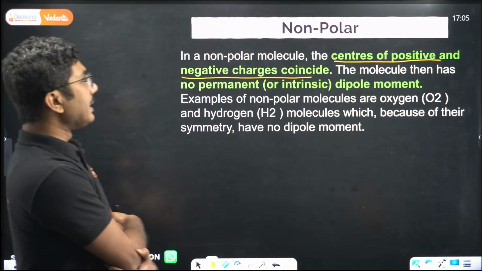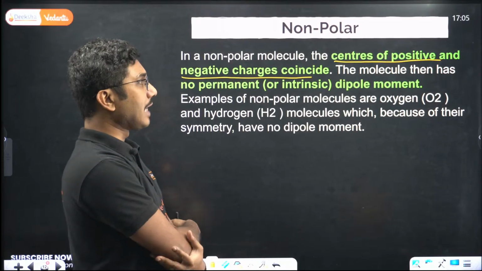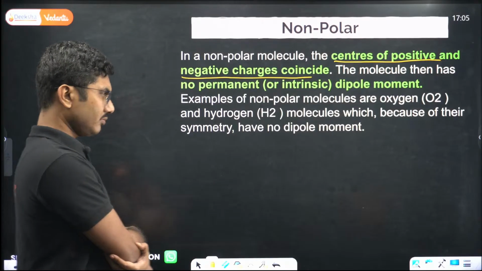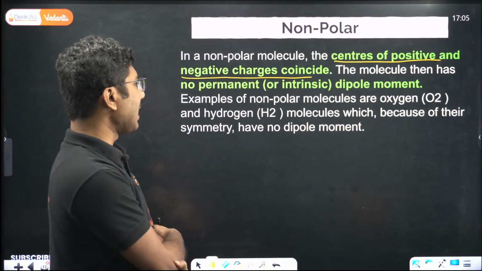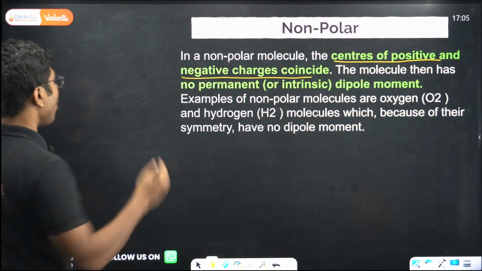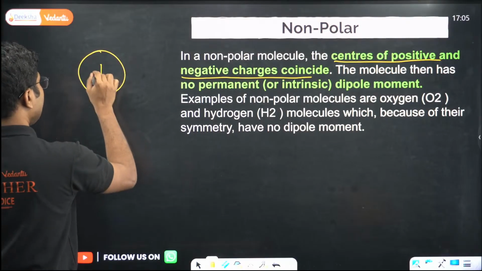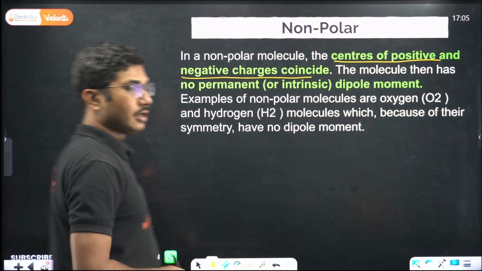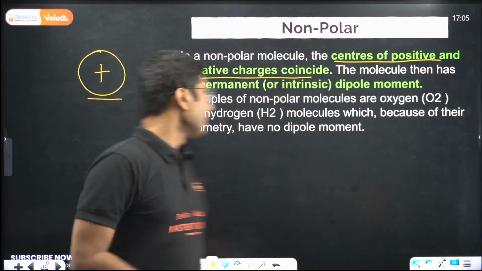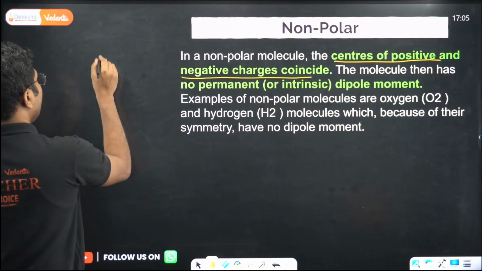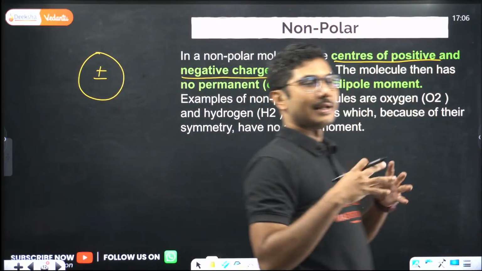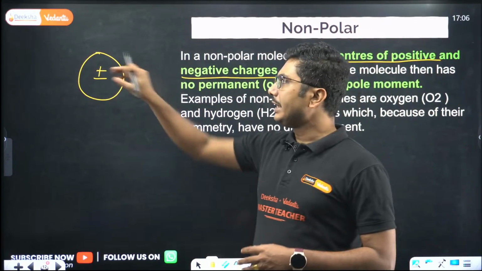In a non-polar molecule, the centers of positive and negative charges coincide. The molecule then has no permanent or intrinsic dipole moment. Examples of non-polar molecules are oxygen and hydrogen molecules, which because of symmetry have no dipole moment. A non-polar molecule can be drawn like this: a positively charged center and a negatively charged electron, basically located at the same position. So the center of the charge is at the same point.